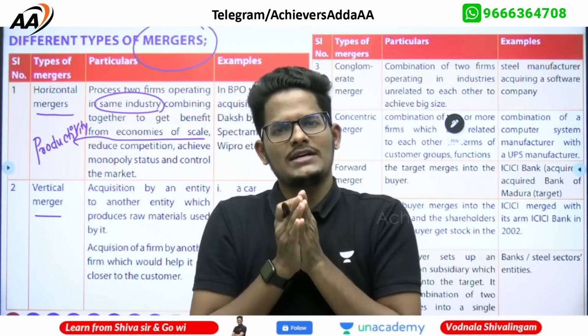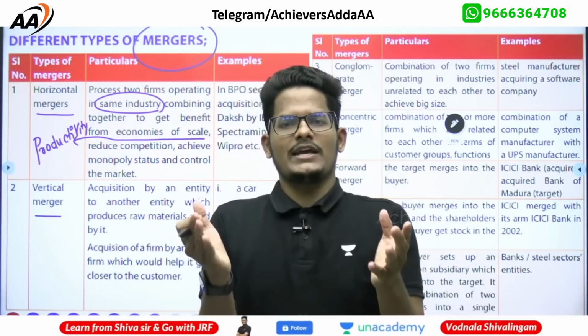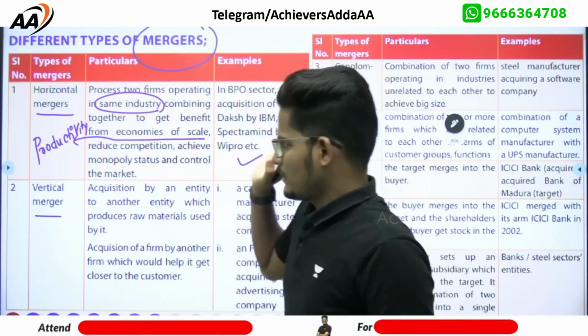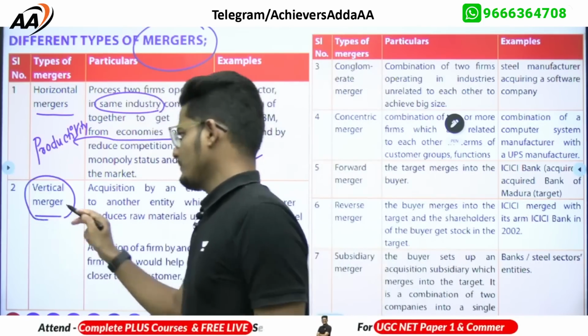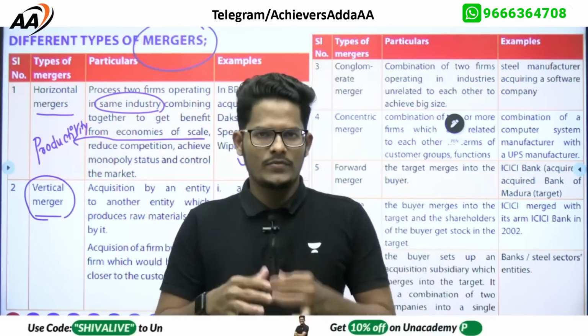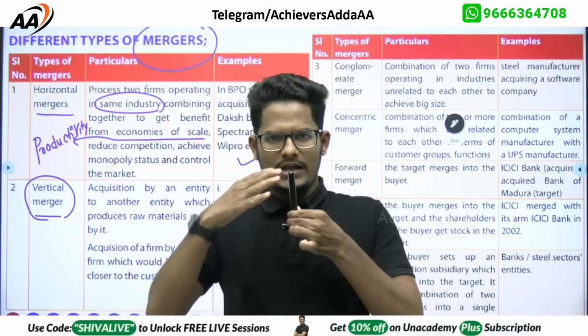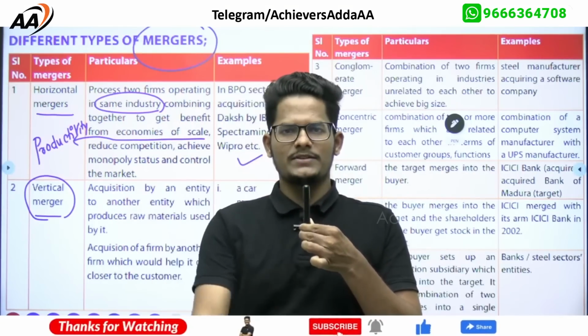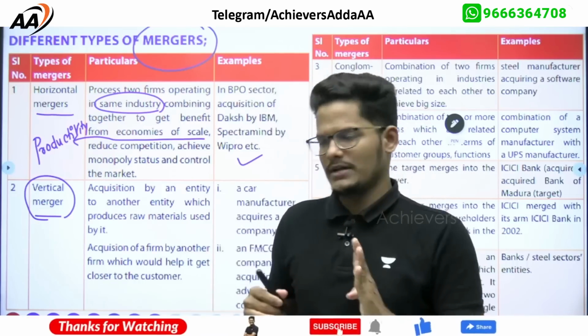Both will come together and their productivity will be expanded. They'll become a monopoly in the entire market. That's how it will go. Horizontal. Vertical merger is merging with a supplier or the distributor. Vertically, if I am the company, I will go and merge with my supplier, or else I will go and merge with my distributor. That's how vertical merging works.